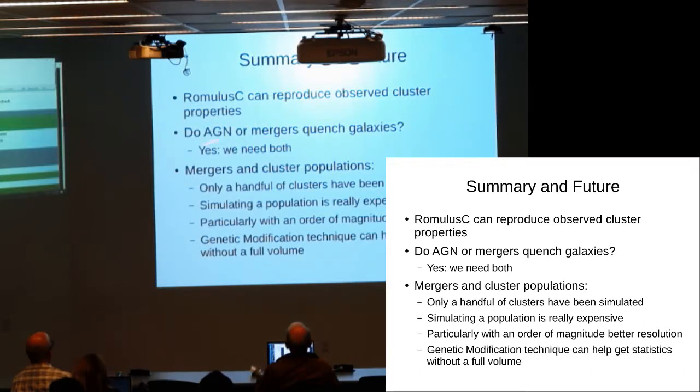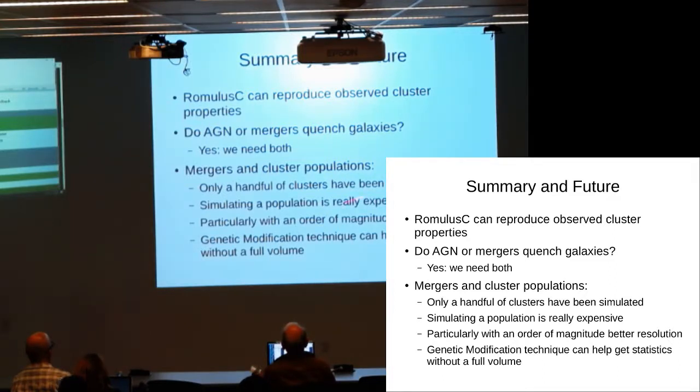So answering your question, do you need AGN or mergers to quench galaxies? The answer to that question is yes. The effect of the AGN seems to be to keep the cluster sufficiently soft, and this is my idea, sufficiently soft that when you have a merger, it can drive the entropy up to this non-cool core state.